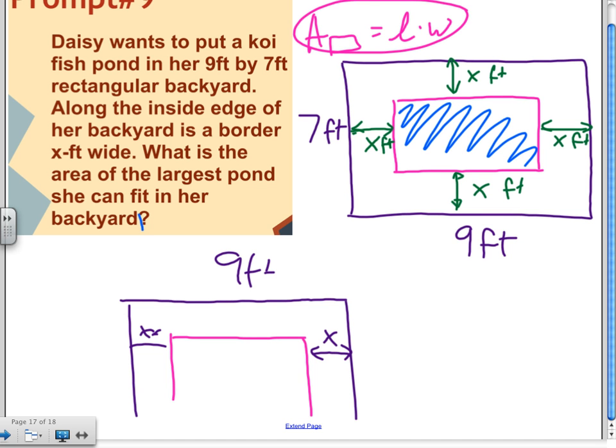9 minus x. Just one x? 9 minus x squared. X squared? No. Ooh, x to the power. Wait, let's think about this.